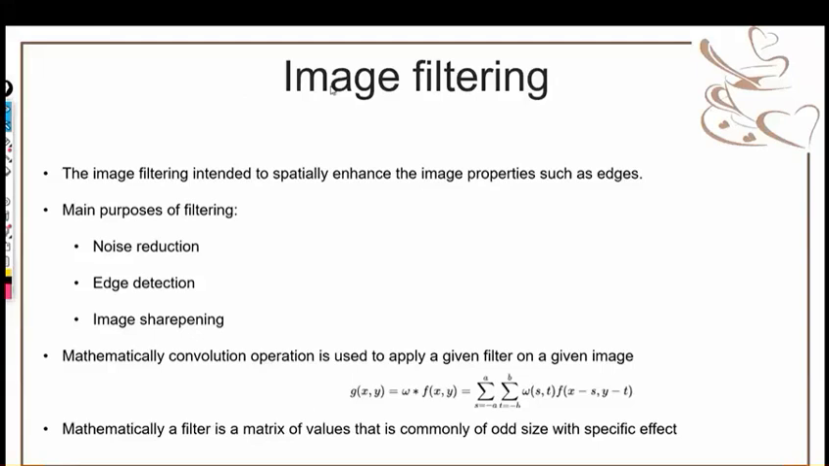Okay, now we'll see another part, which is image filtering. Image filtering is very, very interesting. Here we'll apply a filter to the image, and we'll apply this filter pixel by pixel. So here you are working on the pixels, especially to enhance the image properties like the edges. We can extract the edges from the image. The main purposes of filtering are noise reduction. We'll see how to detect or reduce the noise, how to do edge detection, and how to do image sharpening, etc.